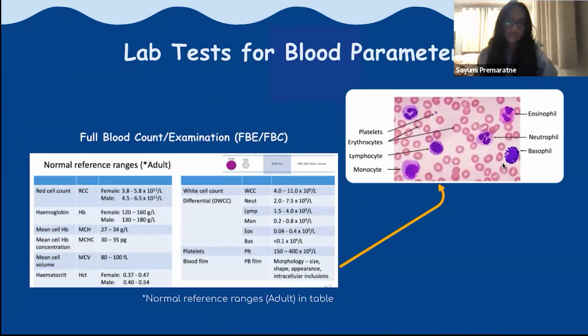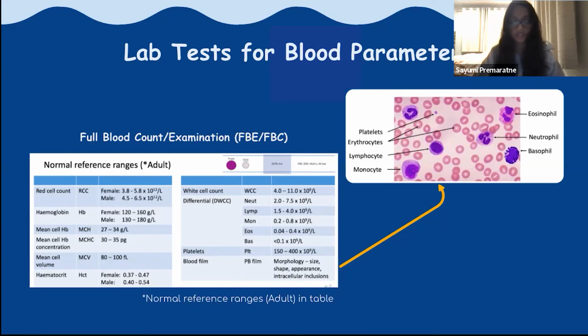So just lastly, there are some lab tests for the blood parameters. There's FBEs and there's FBCs. An FBC is a full blood count. That's what you see in the table there. That table also shows the normal ranges of the different types of blood cells that you should be having. And an FBE is that table plus the histology picture that you're seeing on the right.